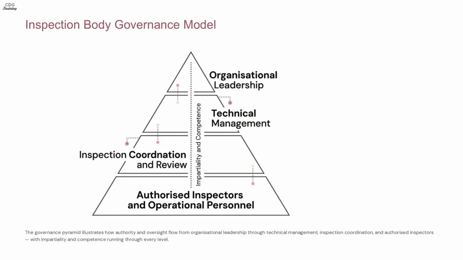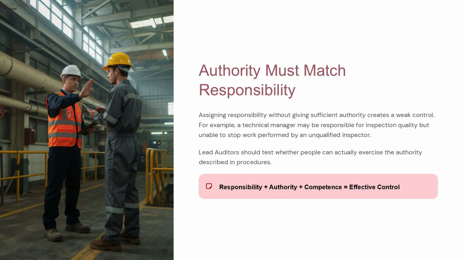The governance pyramid illustrates authority flow from leadership through technical management to inspectors. Impartiality and competence are essential at every level. Assigning responsibility without sufficient authority creates weak control. Lead auditors should test whether people can exercise the authority described in procedures.